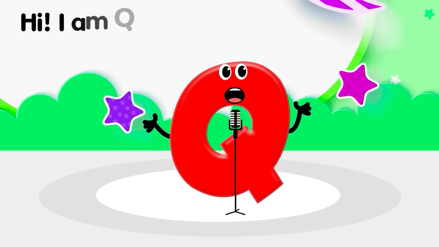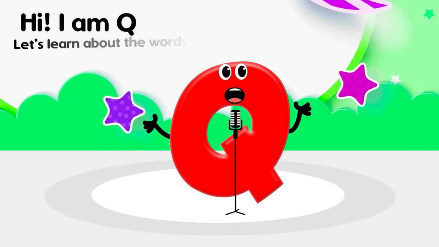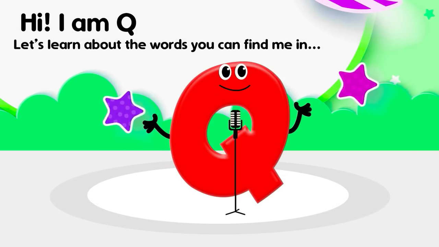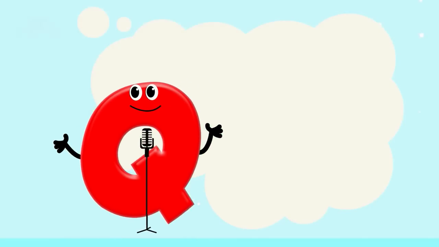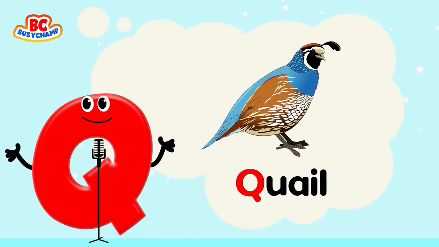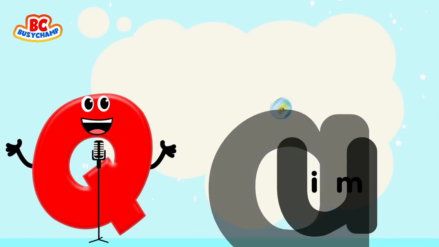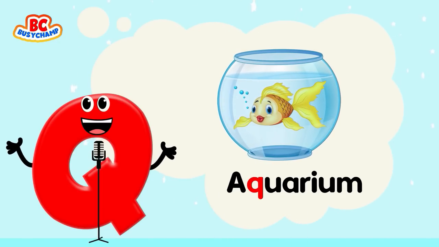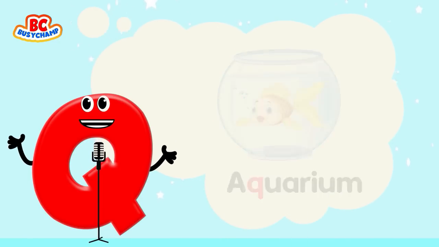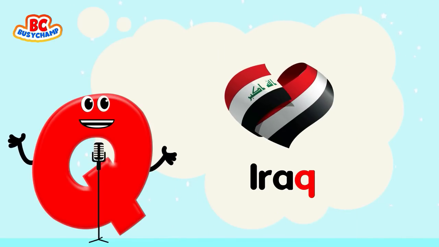I'm Q. Let's learn about the words you can find me in. Quill. Quill starts with Q. Aquarium. Aquarium also has Q in it. Iraq. Iraq ends with Q.